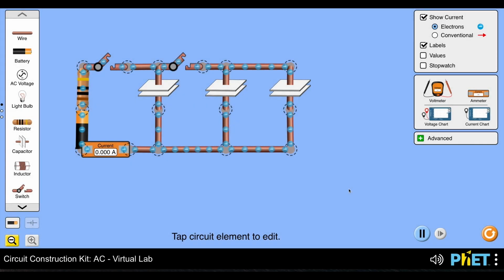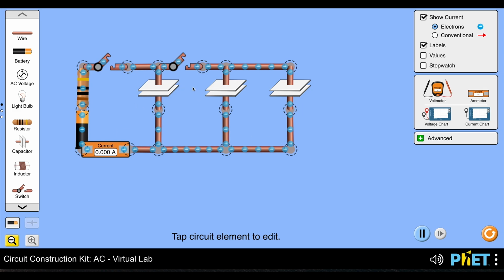This is the AC Circuits lab from PhET. In this video, I'll be using this virtual lab environment to show you how capacitors respond when I place them in circuits of different configurations. We'll start by looking at what happens to a single capacitor when it's connected to a battery.